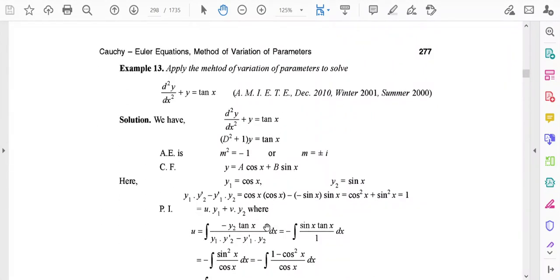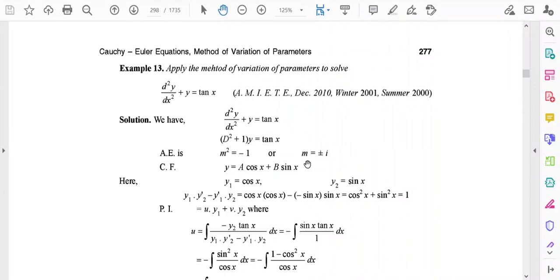Let us take another example. Suppose d square y by dx square plus y is equal to tan x. So at first let us find the auxiliary equation. So writing D in place of d square y by dx square, the left hand side is D square plus 1. So D square plus 1 is equal to 0. So m square plus 1 is equal to 0. So m square equals minus 1. So m is equal to plus minus i.